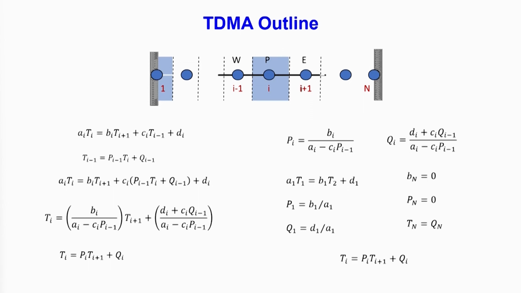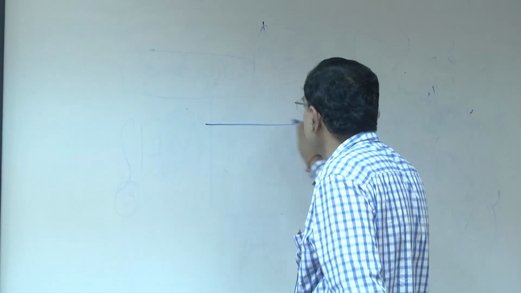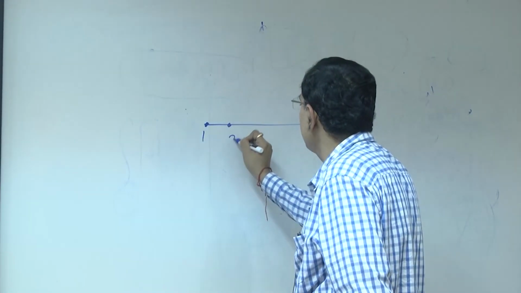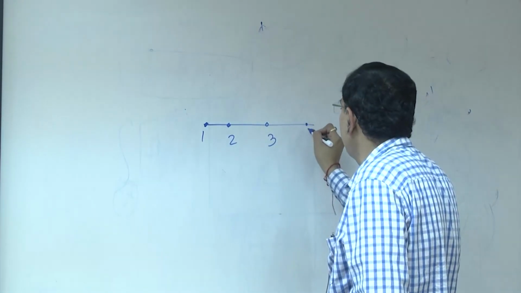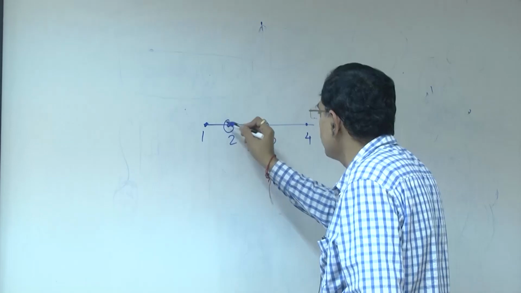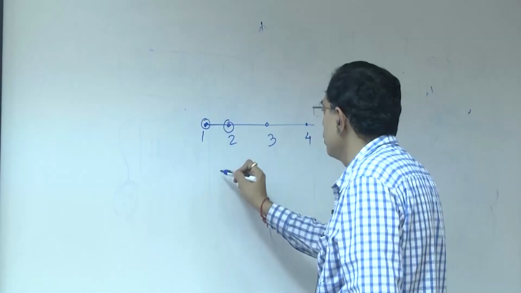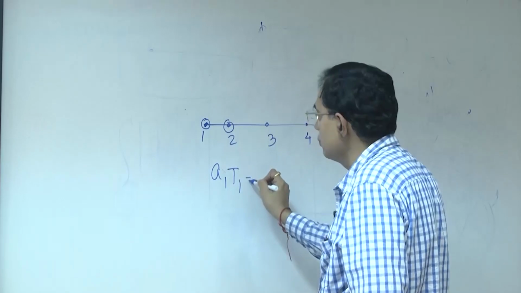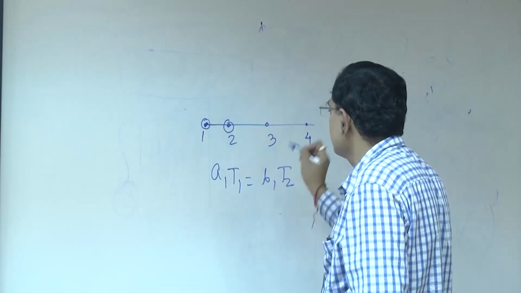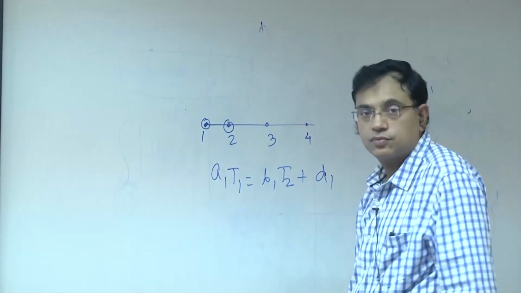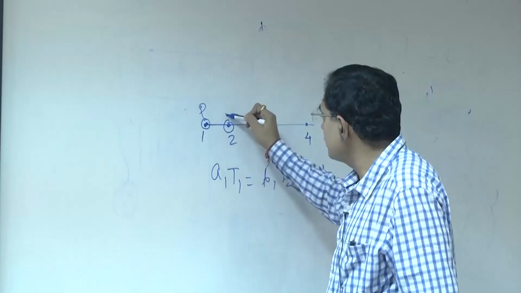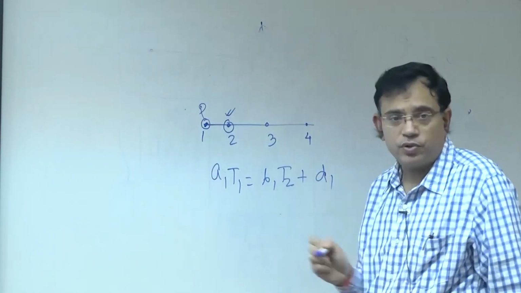So let us consider one particular case. Let us say that you have, I am just putting a point 1, 2, 3, say maybe 4. So for the point 2 on the point 1 I am writing the equation. So you have A1 T1 is equal to B1 T2 plus say D1, right. So this is now your point P, on the left there is nothing. So this is for the point 1.